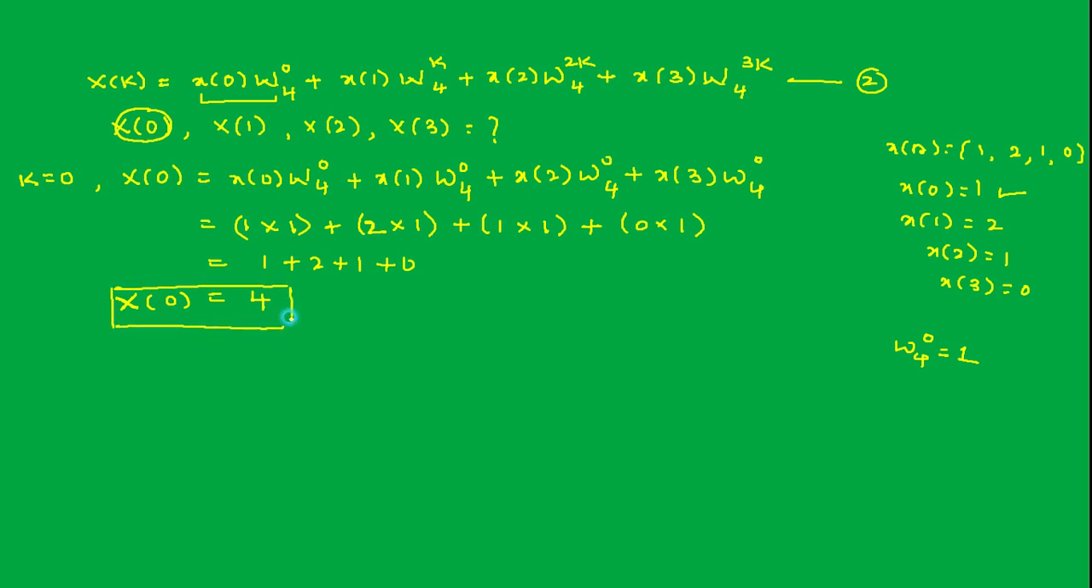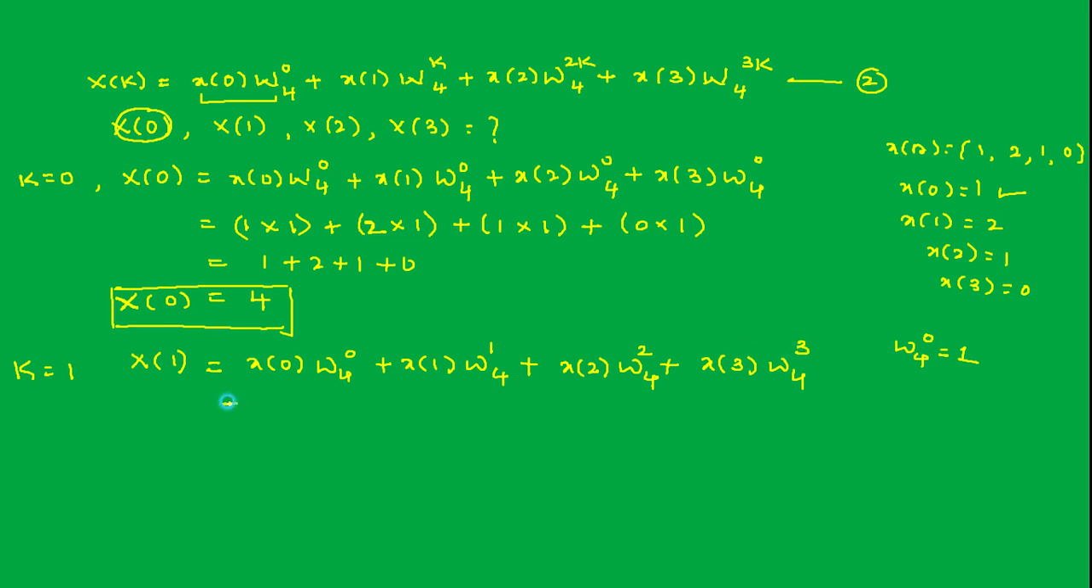So the first sample in the DFT sequence X of 0 is 4. Similarly, we can calculate X of 1 by substituting k is equal to 1, right? So again in this equation number 2, let us substitute. The first term is independent of k, so it is x of 0 w4 raised to 0, plus x of 1 into w4 raised to 1, plus x of 2 w4 raised to 2 into 1 is 2, plus x of 3 into w4 raised to 3 into 1 is 3, right?